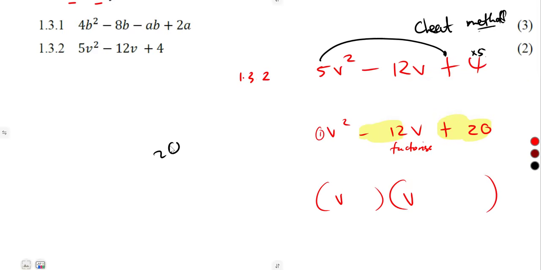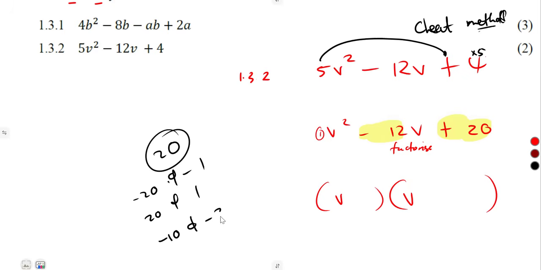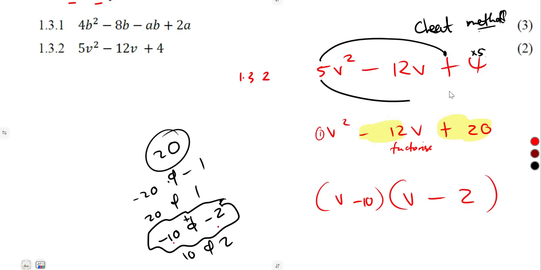We need the factors of 20. There are so many factors, guys, that will give us positive 20 when you multiply. But to get a negative 12, let us quickly just work with these ones, negative 10 and negative 2. These two, if you multiply, you are going to get a positive 20, but when you add, you will get a negative 12. So that's negative 10 and negative 2. Remember that you removed the 5, you multiplied it there, so you must bring it back wherever there is v. In place of v, you must bring that 5 here, also here.